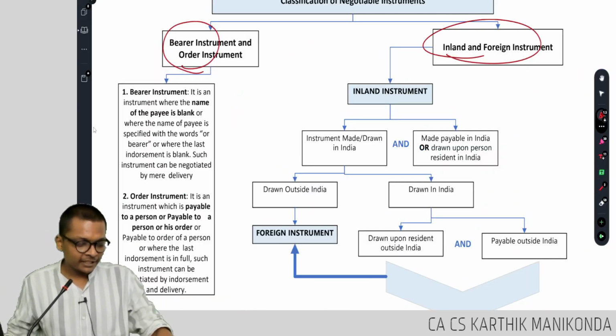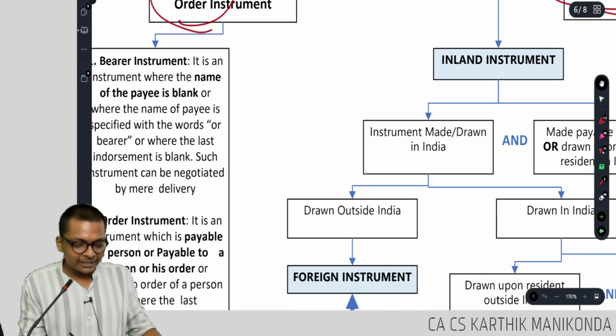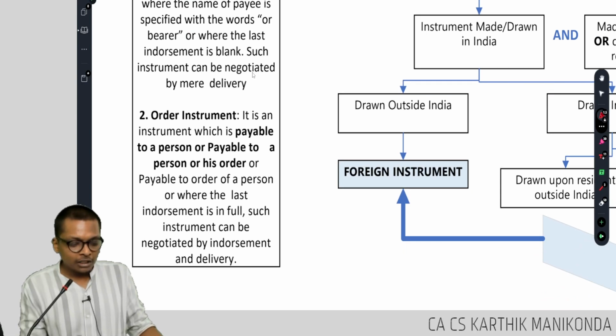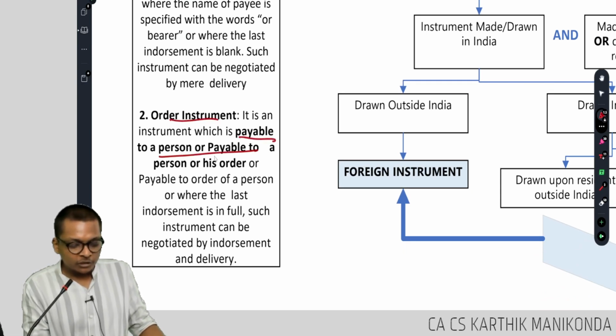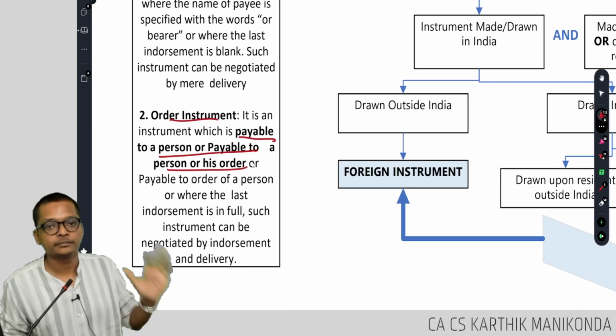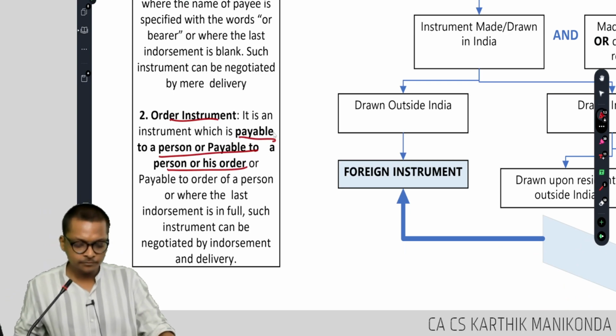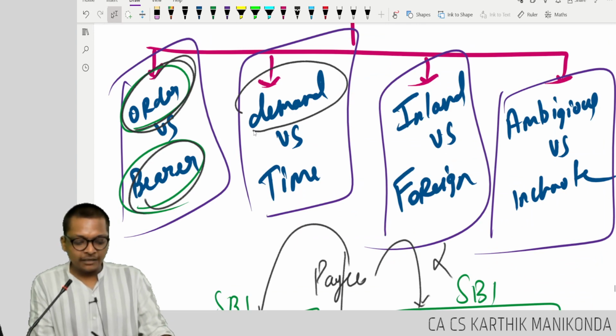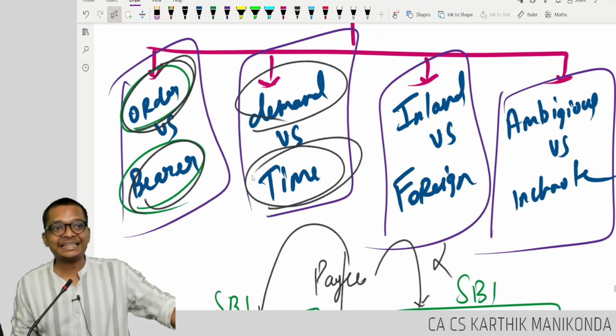So same thing is there over here. Look at this. Bearer instrument is the one where the payee's name is blank. Order instrument is the one payable to a specific person or to his order. Understanding? Clear? Fine. Perfect.